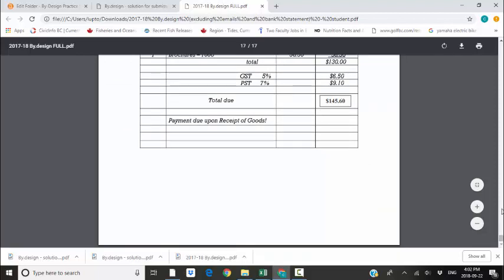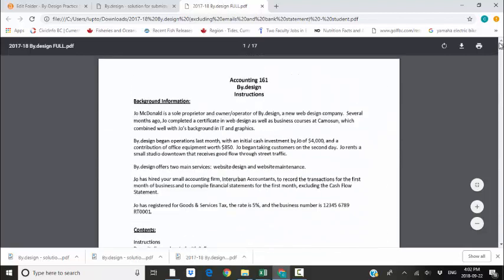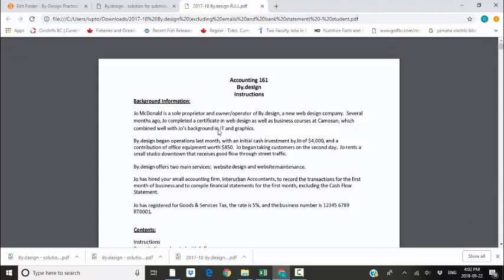Okay, let's go and do a transaction, maybe two. And as we do them, we'll talk about how to set them up. So the first thing is that Joe McDonald, on the first day of the month, and I'm going to use October, she contributed $4,000 in cash and $850 in office equipment.